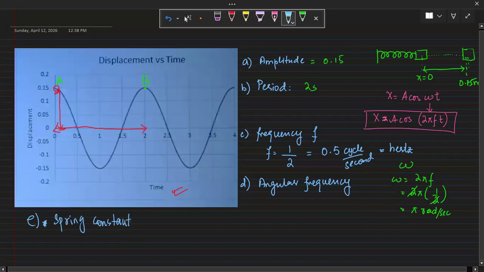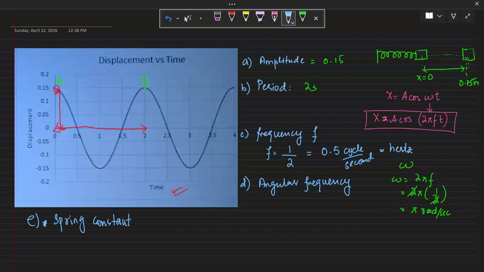You remember how to find out the spring constant? Let me just look through my notes. I think I wrote it down.